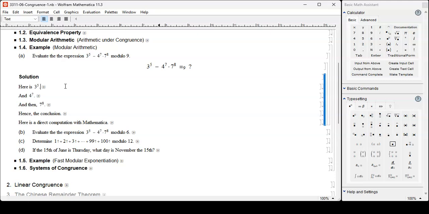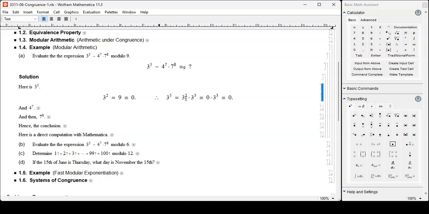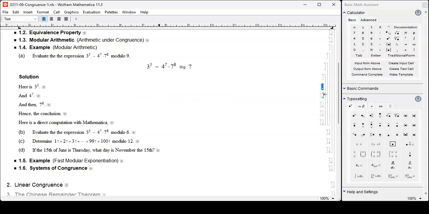So 3 to the 5th power. 3 squared is 9, and that's 0. So 3 to the 5th power is 3 to the 2nd power times something. 0 times something, so this entire thing is 0. How about 4 to the 7th power?